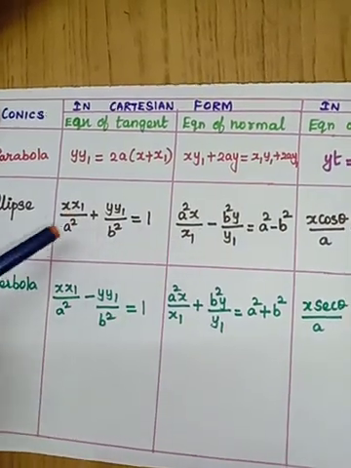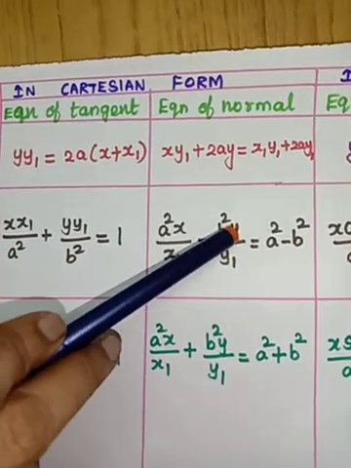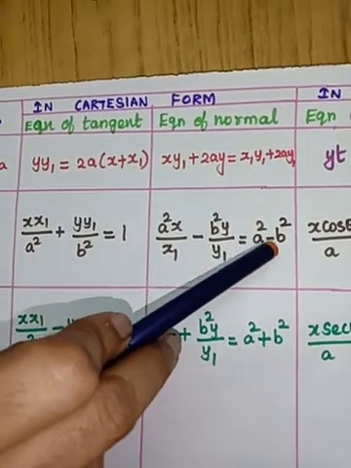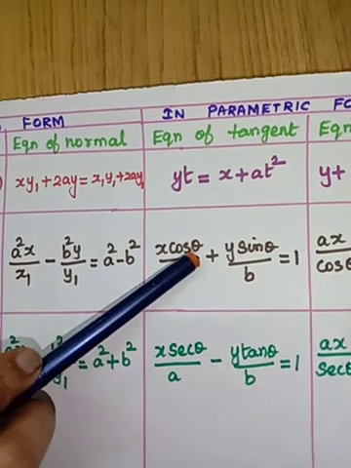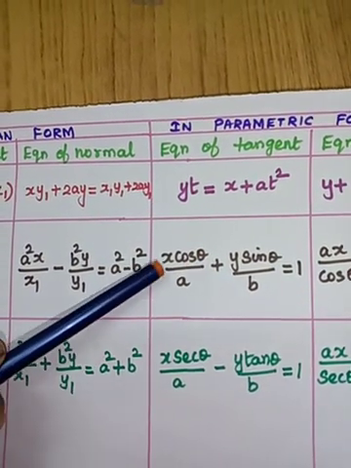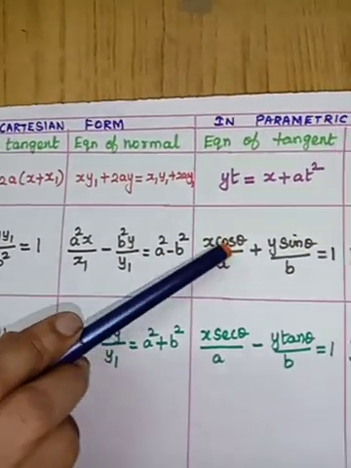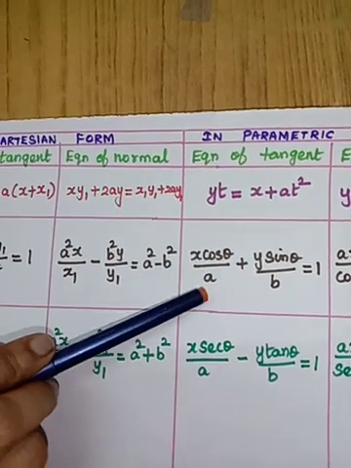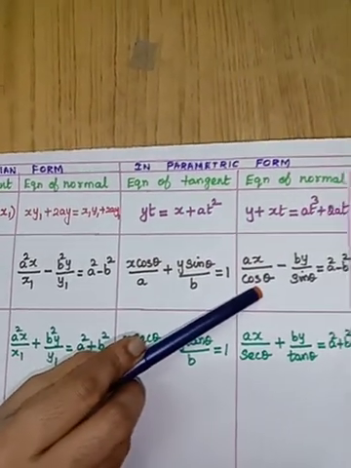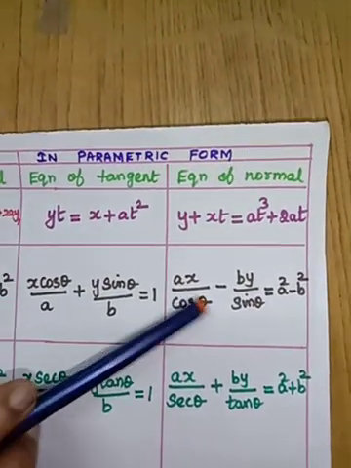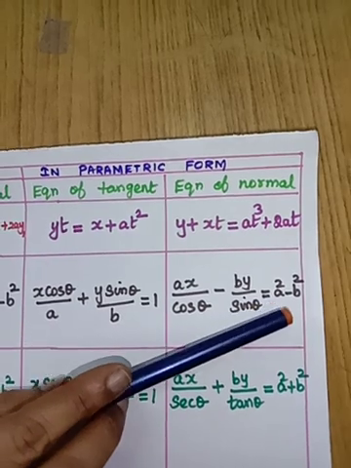So the normal will be a squared x by x1 minus b squared y by y1 is equal to a squared minus b squared. So come to the parametric form. Here the parameter used is theta. So the equation of the tangent to the ellipse at theta is x cos theta by a plus y sin theta by b is equal to 1. So the normal is ax by cos theta minus by by sin theta is equal to a squared minus b squared.